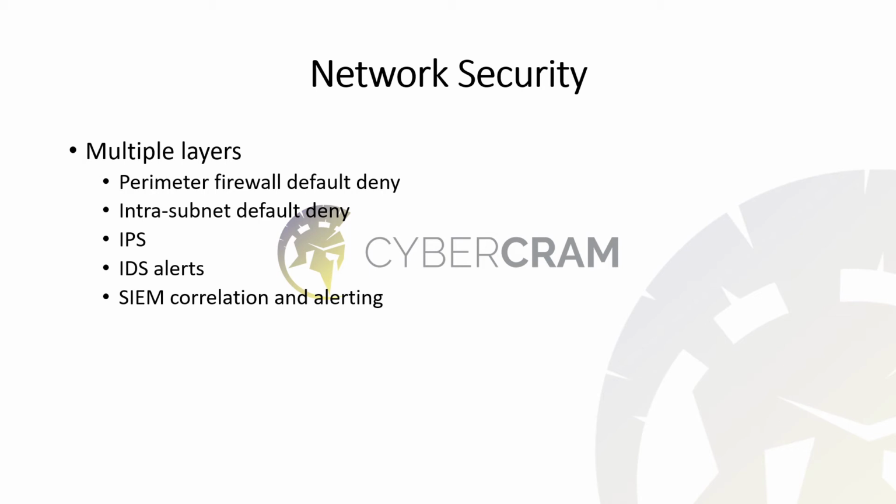So that would have dropped traffic and provided a layer of security there. Number 2, if you look at intra-subnet firewalls with default deny rules, again, between subnets, if you're blocking traffic that's not explicitly needed, you could potentially block SMB traffic.